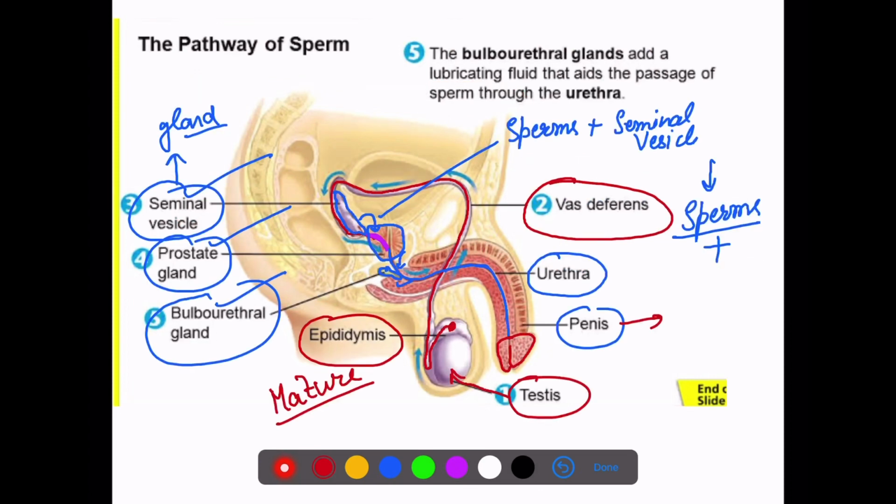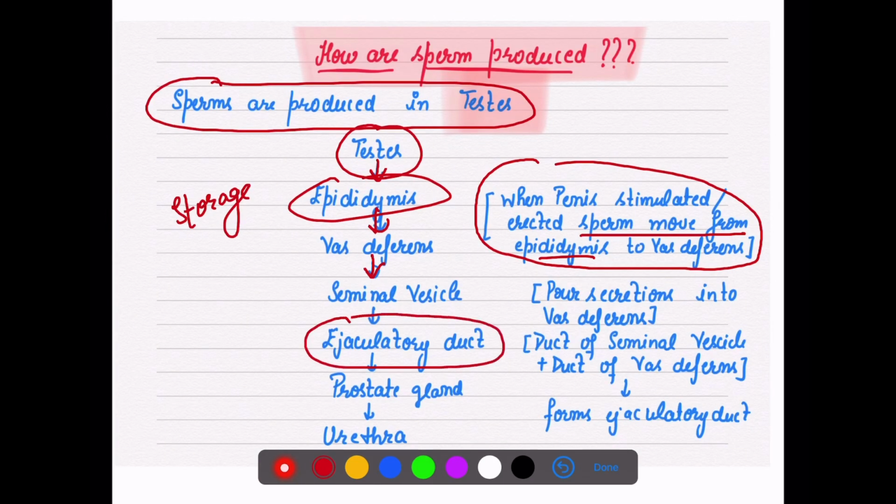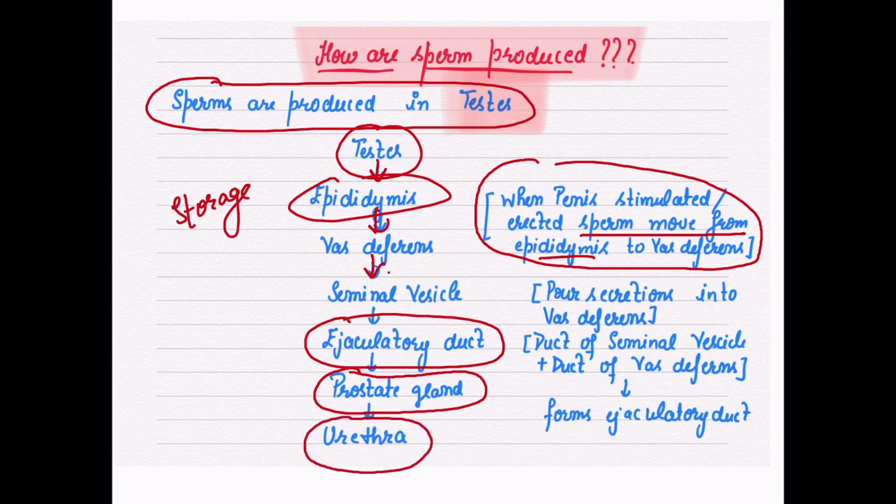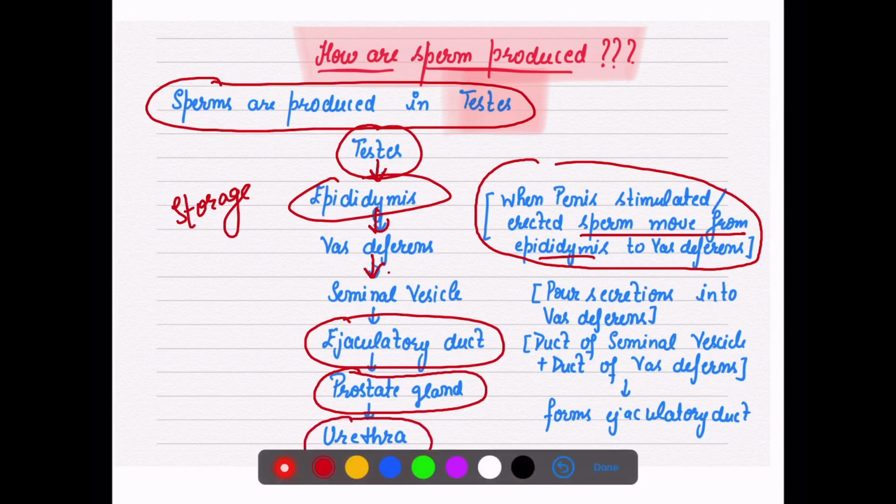As you can see here, there is this vas deferens, then there is the seminal vesicle. They both release their secretion into the ejaculatory duct. And then there is the prostate gland and Cowper's gland, and finally the urethra, which releases out this semen. I will not call it sperm now. Why am I calling it semen? Because now it is filled with the secretion of the glands also.